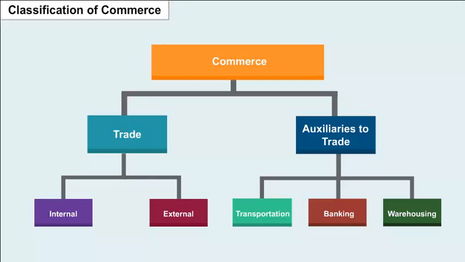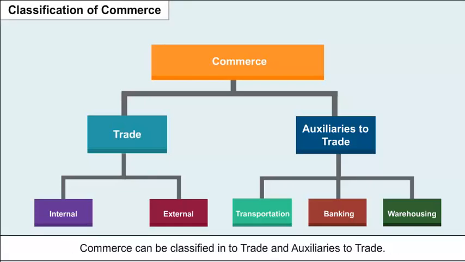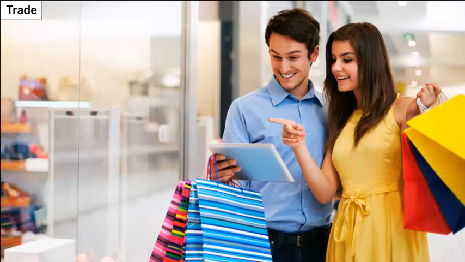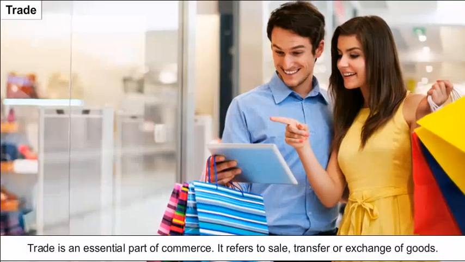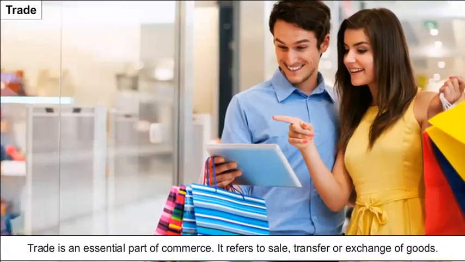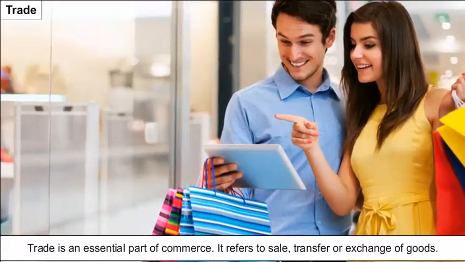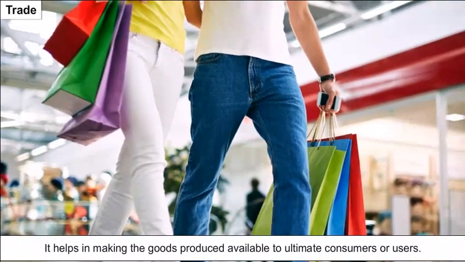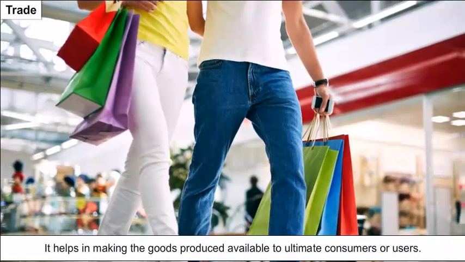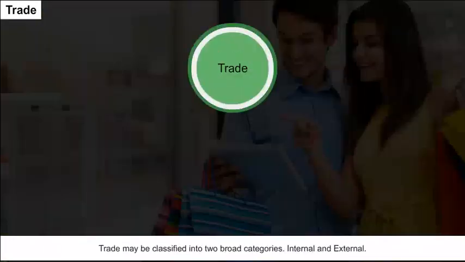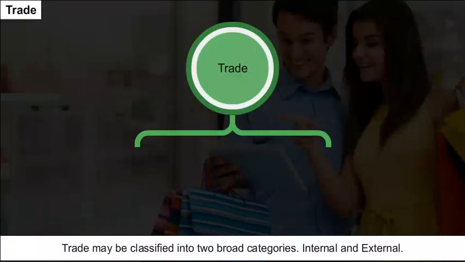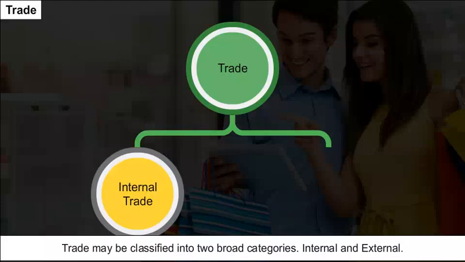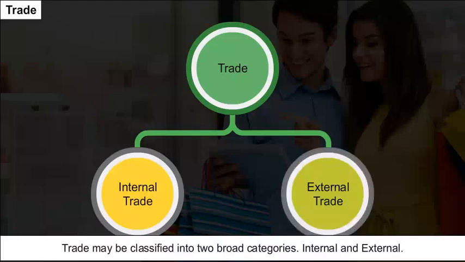Classification of commerce. Commerce can be classified into trade and auxiliaries to trade. Trade. Trade is an essential part of commerce. It refers to sale, transfer or exchange of goods. It helps in making the goods produced available to ultimate consumers or users. Trade may be classified into two broad categories: internal and external.